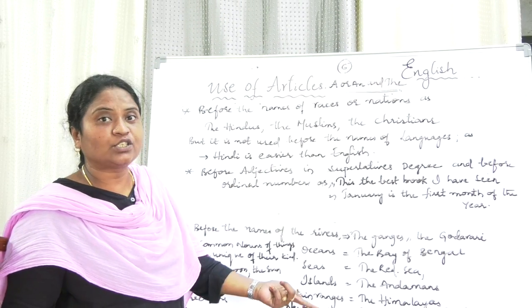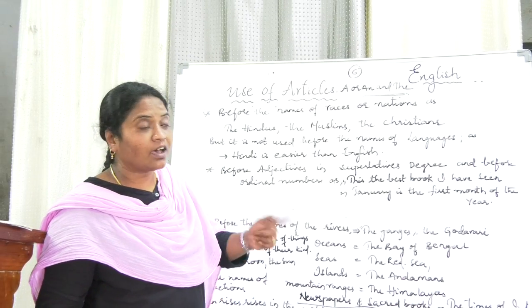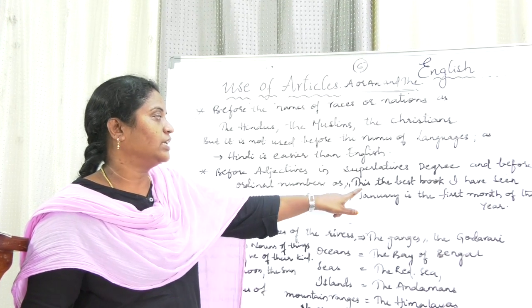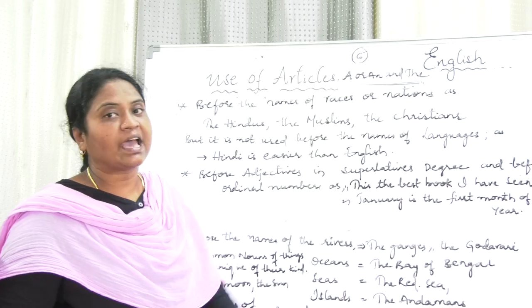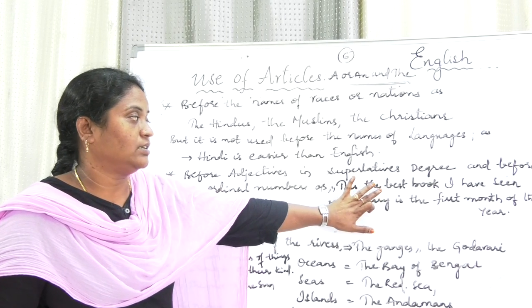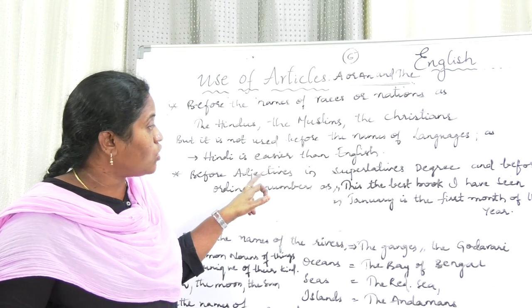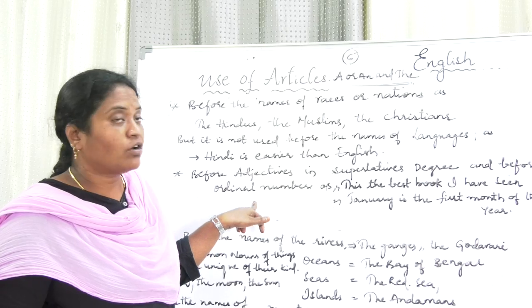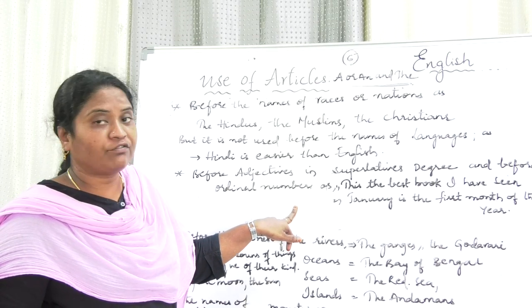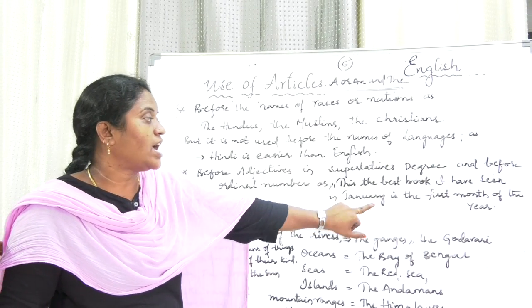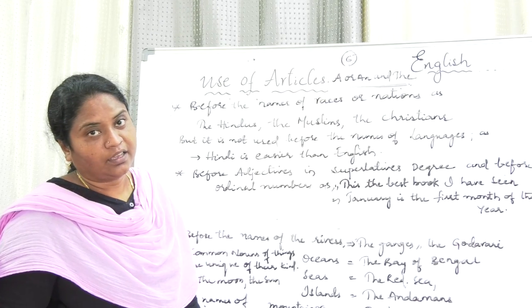He is the cleverest boy in the class. The cleverest. In superlative degrees. This is the best book I have seen. The best. Okay, next. And it is also used before the names of ordinal numbers like first, second, third. See here. January is the first month of the year.